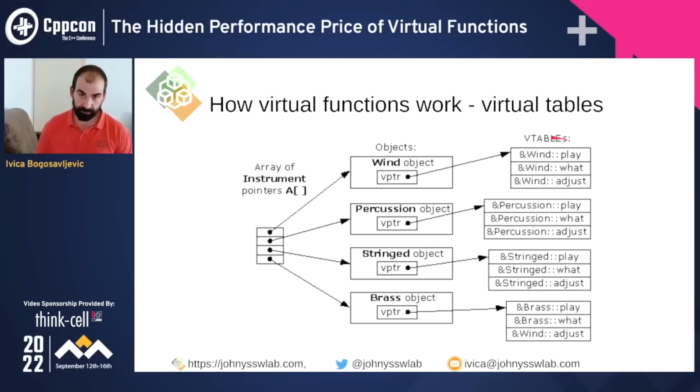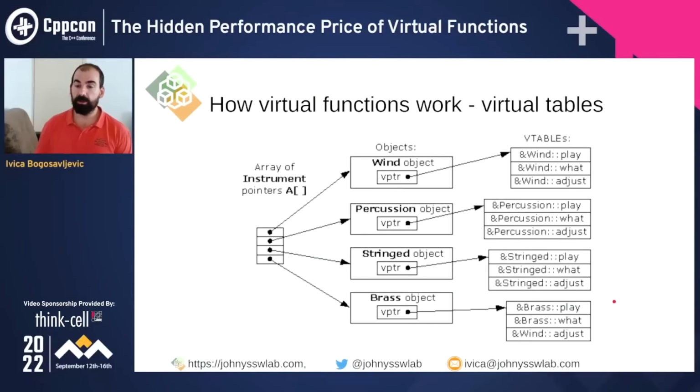For example, if you look at this example here, you see that the wind object for play uses wind.play. For watt it uses wind.watt. For adjust it uses wind.adjust. And for example, the brass object for play uses brass.play. For watt it uses brass.watt. But for adjust it uses wind.adjust. So the virtual pointer table is simply a table attached to each type.